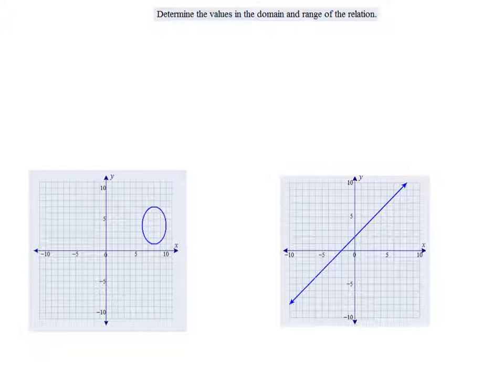All right, the next thing that is discussed in this lesson is still talking domain and range here. You can see it says determine the values in the domain and range of the relation. Okay, so notice they use the word relation here instead of function, because right here I already know that's not going to pass the vertical line test. It's not a function, so they use that word relation. I can still do domain and range.